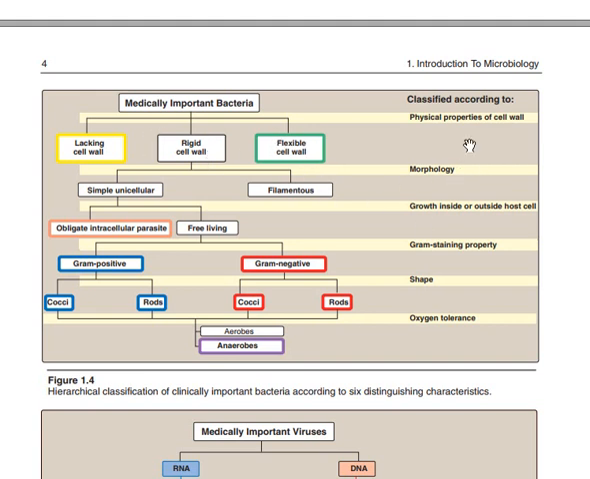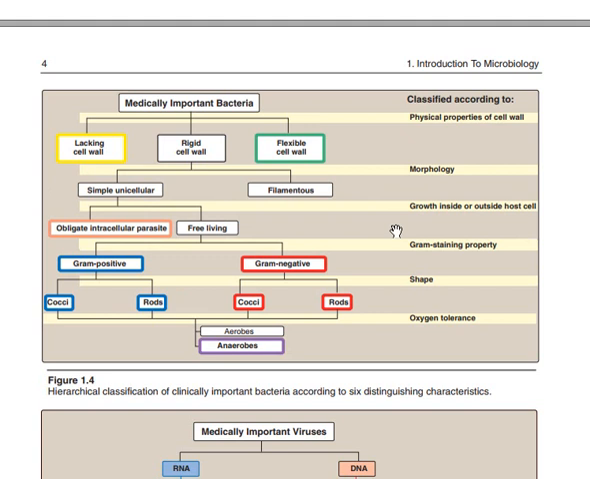Now, based on the morphology, you need to know that the ones which have the rigid cell wall are divided into two. We have simple unicellular and we have filamentous, based on morphology. Now, based on the growth inside or outside the host, the simple unicellular can be divided into obligate intracellular parasites, and they can be divided into free living.